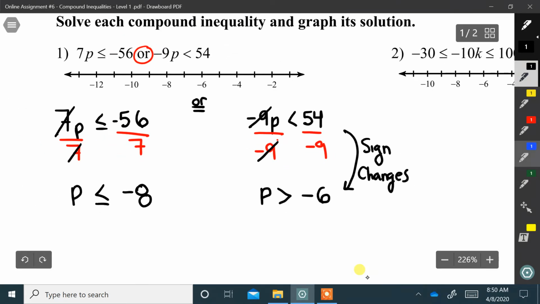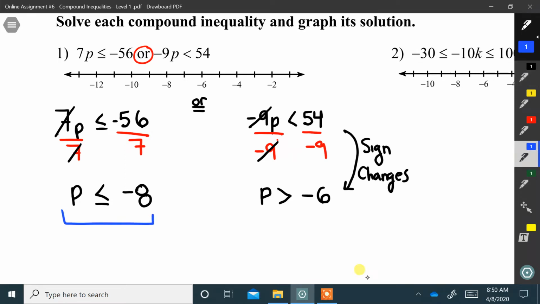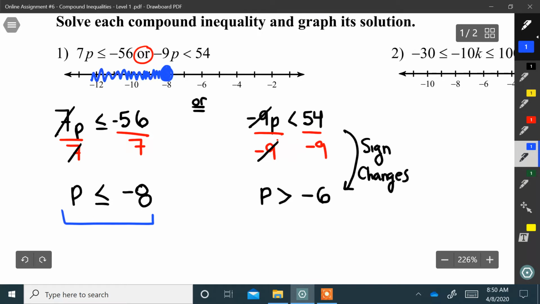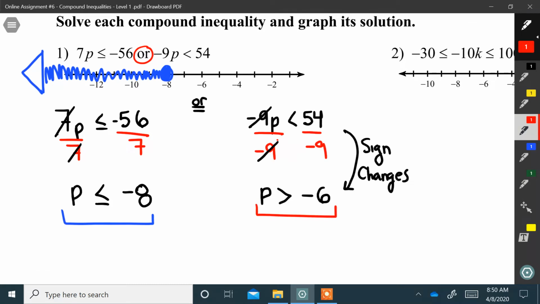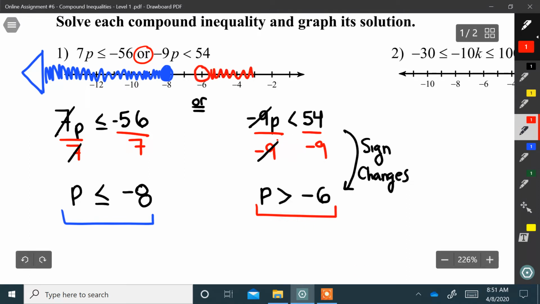We're going to go to negative 8. We're going to graph this one first. We're going to put a closed circle right there, and we're going to be graphing this way. All right, now let's go ahead and graph this one here. It's saying that p is greater than negative 6. So we're going to put an open circle right there, and we're going to graph this way.